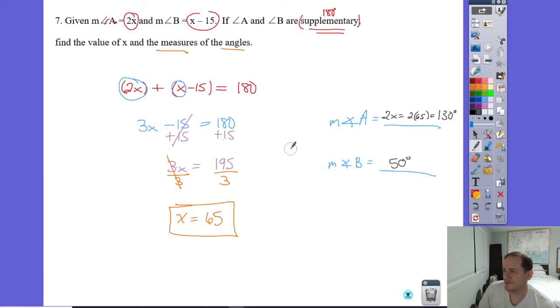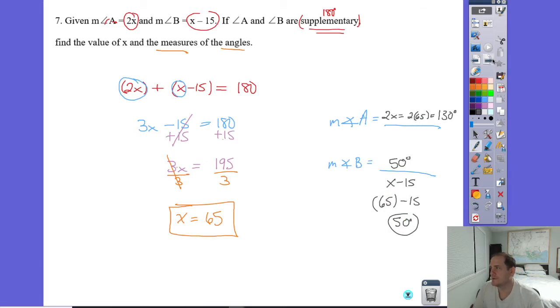Okay, so this time the measure of angle B, it's x minus 15. That means we can substitute in for x, the 65. Remember we solved and got 65? So subtract, and 65 minus 15 is 50, like we said. So there's certainly a fast way. If you already know A, you just do 180 minus A, and you get 50. A longer way is you take the expression that represents B, you substitute into it, and you get your final answer. So that's it for 7.